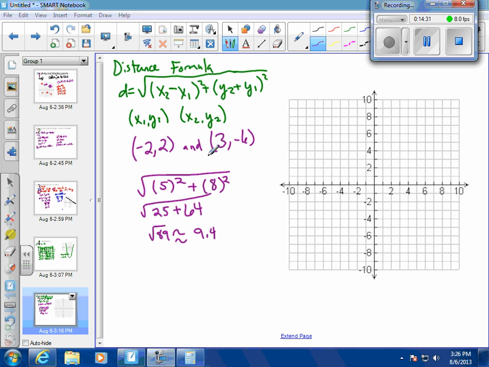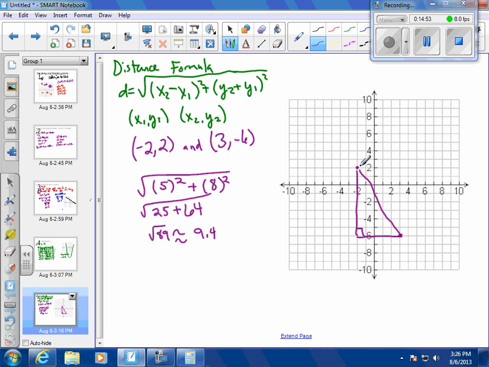All right. The other way that I like to think about it, I like to actually plot these points, and maybe you can even just do it in your head. So I'm going to go left 2, up 2, -2, 6, and right 3, down 6. If you are familiar with your Pythagorean theorem, I can make a right triangle out of this. I could also make it on the top here.